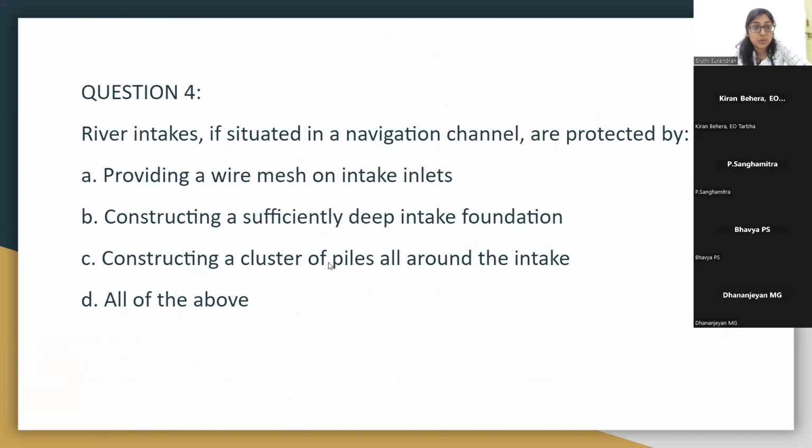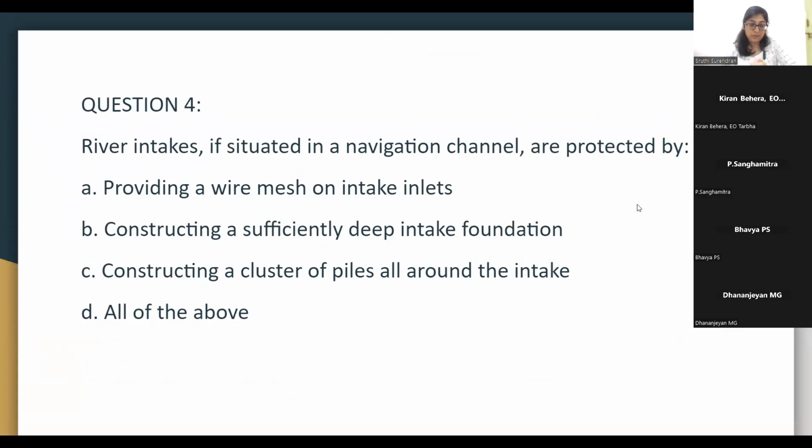Okay, so the fourth question: river intakes, if situated in a navigation channel, have a method of protection. What kind of method is that, as mentioned in the following options? Is it by providing a wire mesh on the intake inlets, or is it by constructing a deep intake foundation, or constructing a cluster of piles around the intake, or is it all the three options?